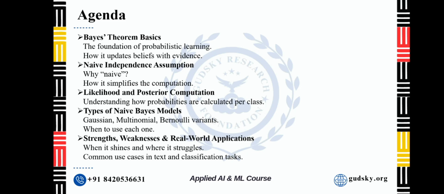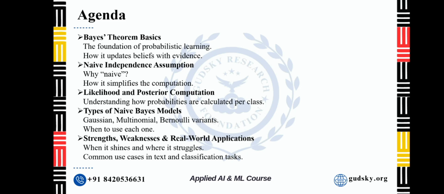Likelihood and posterior computation, understanding how probabilities are calculated for each class, and the types of naive Bayes models, that is Gaussian, multinomial, Bernoulli, when and how to use each, and strengths, weaknesses, and real world applications, where naive Bayes shines and where it struggles. So this is the agenda for today's session. By the end of the video, you will not only understand how naive Bayes works mathematically, but also how to apply it practically, whether it's spam filtering, sentiment detection, or even medical diagnosis.